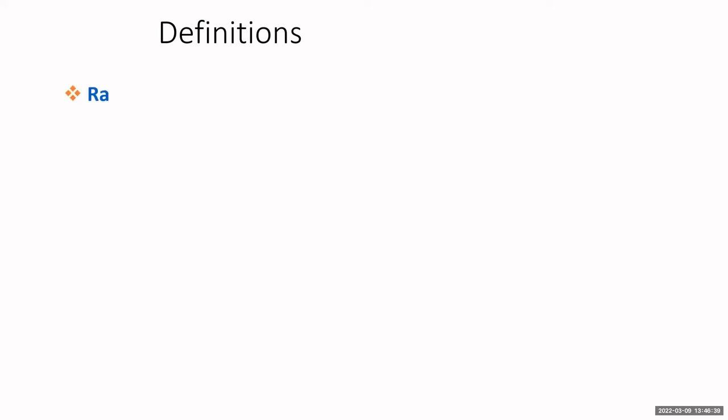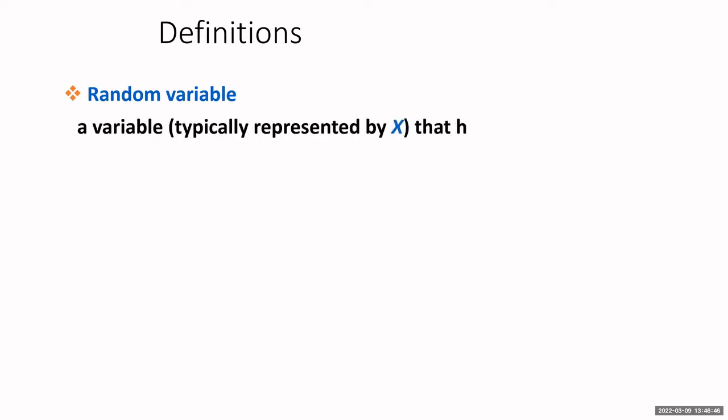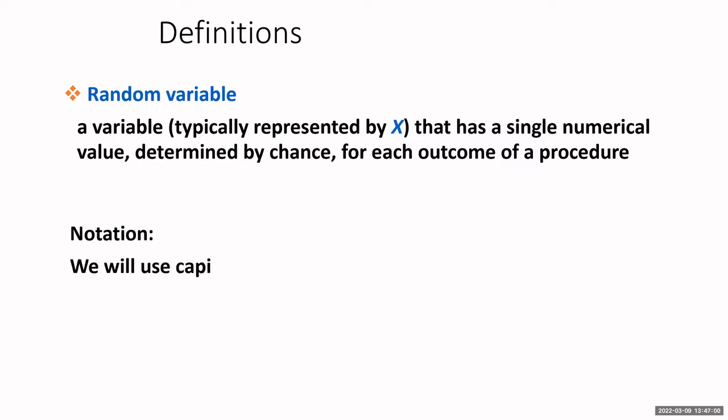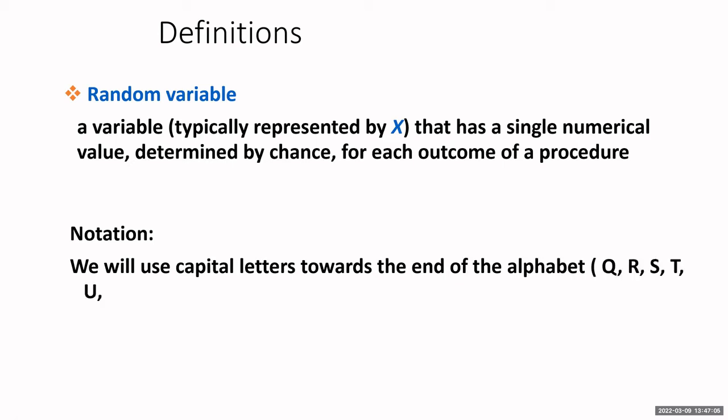Here's a definition. A random variable is a variable, typically represented by x, that has a single numerical value determined by chance for each outcome of a procedure. Now, for notation, we will use capital letters towards the end of the alphabet, such as Q, R, S, T, U, V, W, etc., to represent random variables.